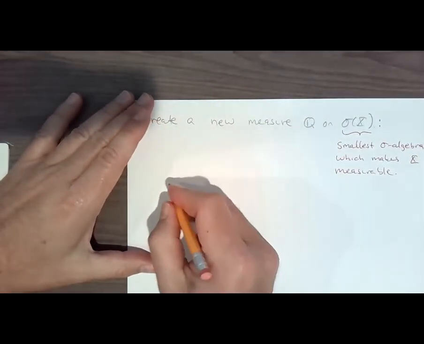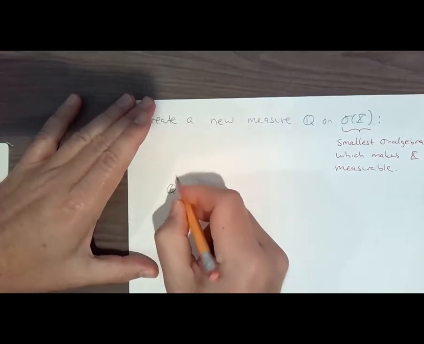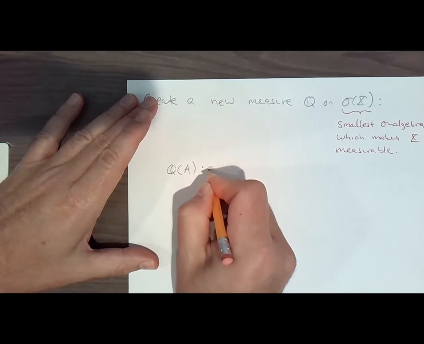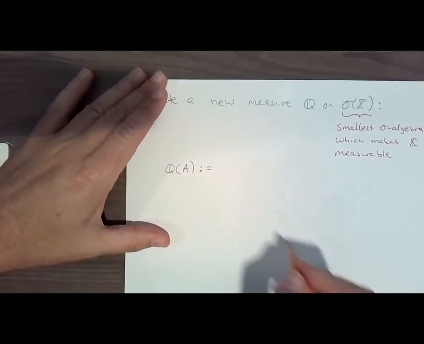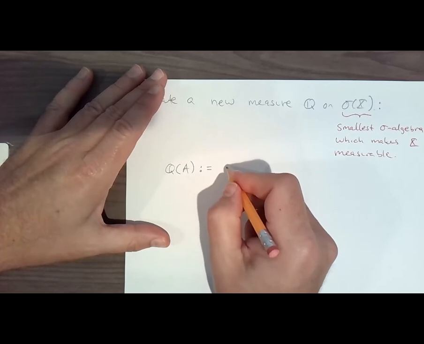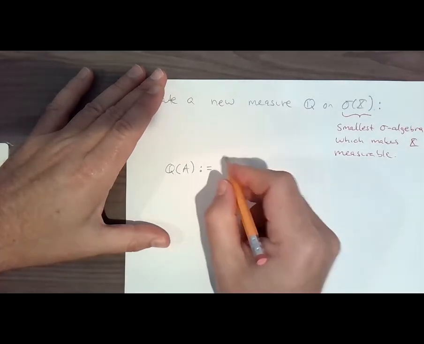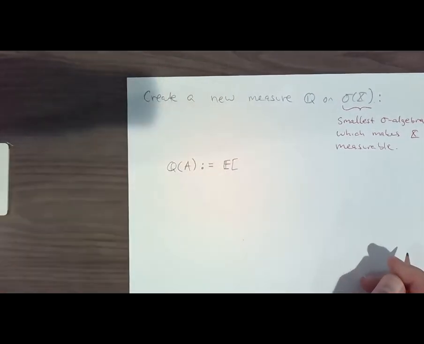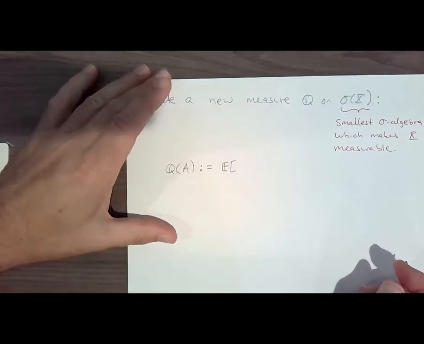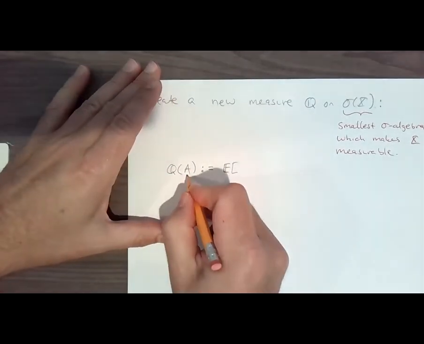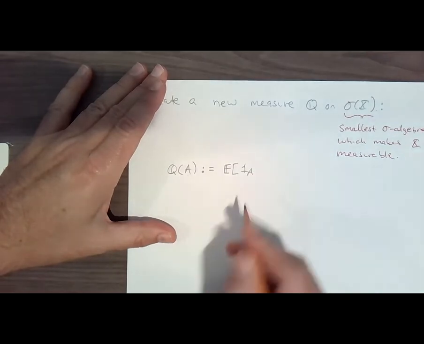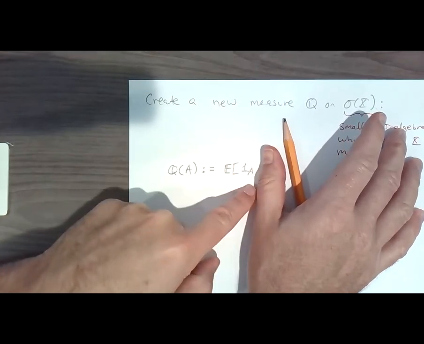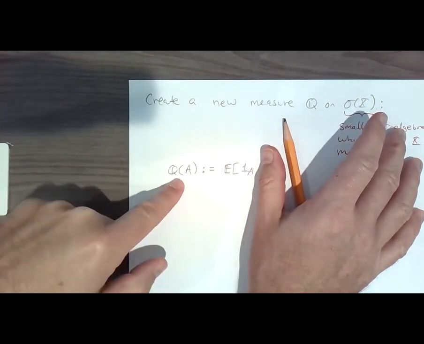We're going to say Q on a set A, and we're going to define this as an expectation with respect to P of what? Well, I want to have the indicator of A. If I just did that and closed the bracket here, then this would just give me P of A, which means Q and P are the same. I don't want that.